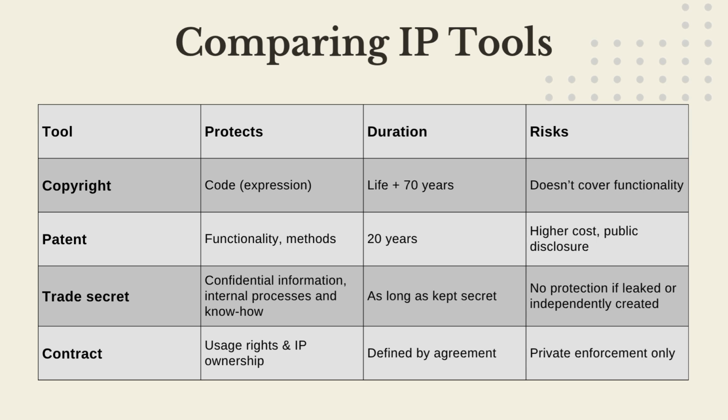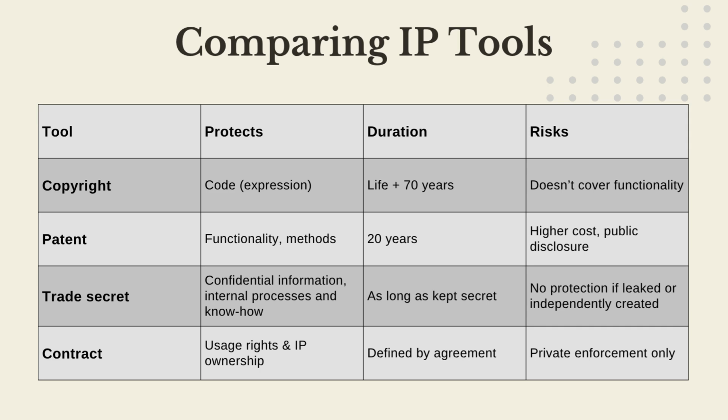Copyright is relatively fast, inexpensive, and automatic, which makes it an essential foundation for protection. Copyright protects the actual code written by developers but does not protect functionality. Copyright protection only stops someone from copying the code as written. If a competitor recreates the same functionality using different code, copyright will not be helpful.